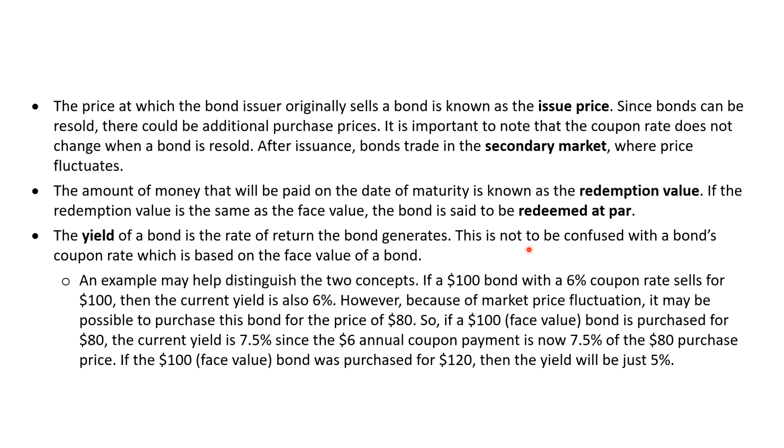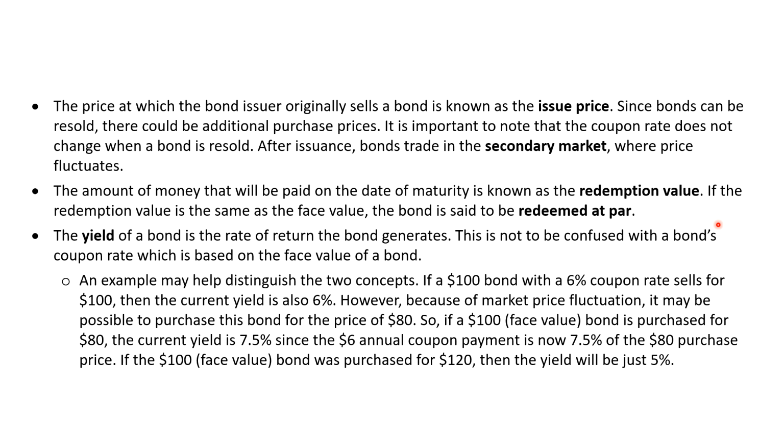This is not to be confused with the bond's coupon rate, which is based on the face value of the bond. So I gave you an example of that on the previous slide. I have another example here. If a $100 bond with a 6% coupon rate sells for $100, then the current yield is 6% per year. However, because of market fluctuations, it may be possible to purchase this bond for the price of $80.